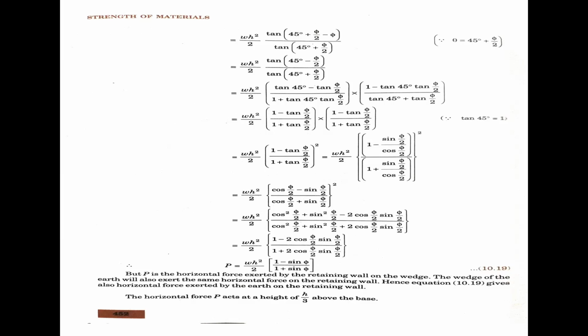Now P equal to the horizontal force, WH square by 2 into 1 minus sin pi divided by 1 plus sin pi. P is the horizontal force exerted by the retaining wall on the wedge of the earth, and the earth will also exert the same horizontal force on the retaining wall. Hence equation 10.19, P equal to WH square by 2 into 1 minus sin pi by 1 plus sin pi, gives the horizontal force exerted by the earth on the retaining wall.